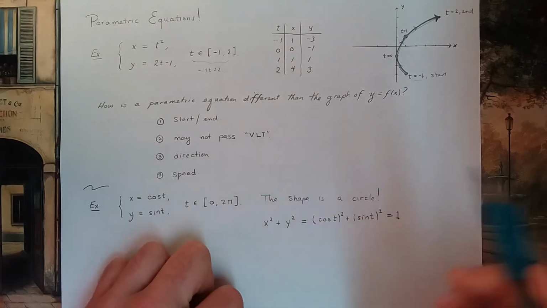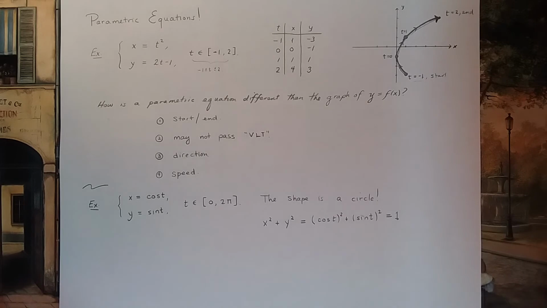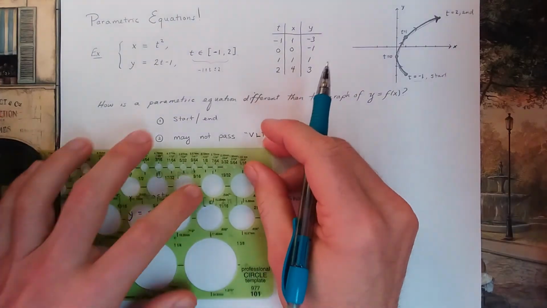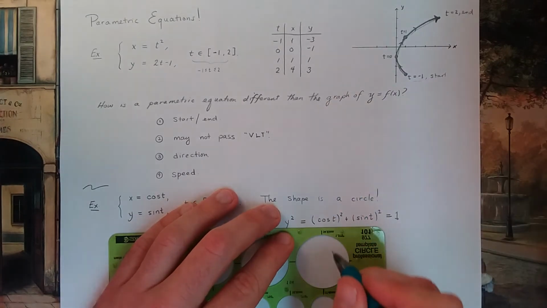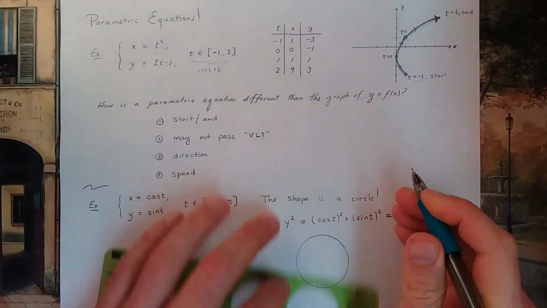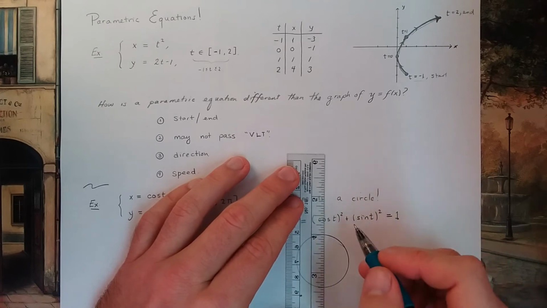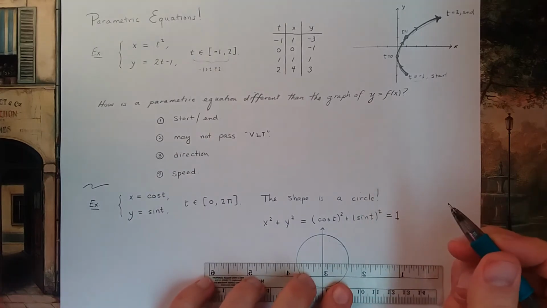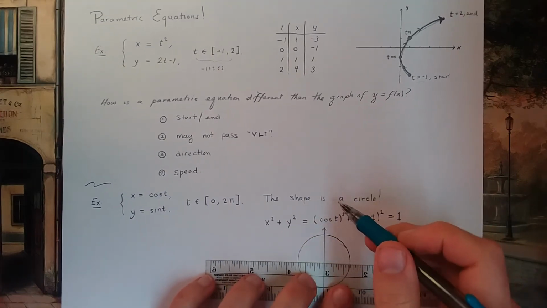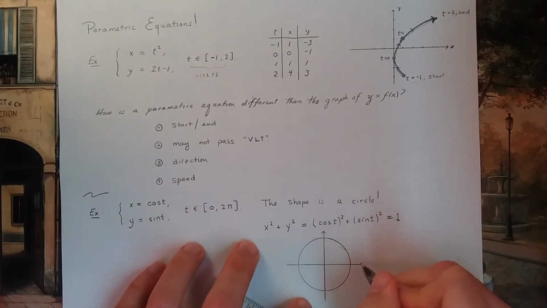But a parametric equation is so much more than just a basic shape. It has a start value, it has an end value, it may not pass a vertical line test, it has a direction and a speed. So let me plot this parametric equation. So the underlying shape is indeed a circle. I agree with that. So let me draw a circle here. But there's a start point, there's an end point, there's a direction, there's a speed. So it's not enough to tell me that this parametric equation describes a circle. That's not complete information. It doesn't fully describe what's going on.